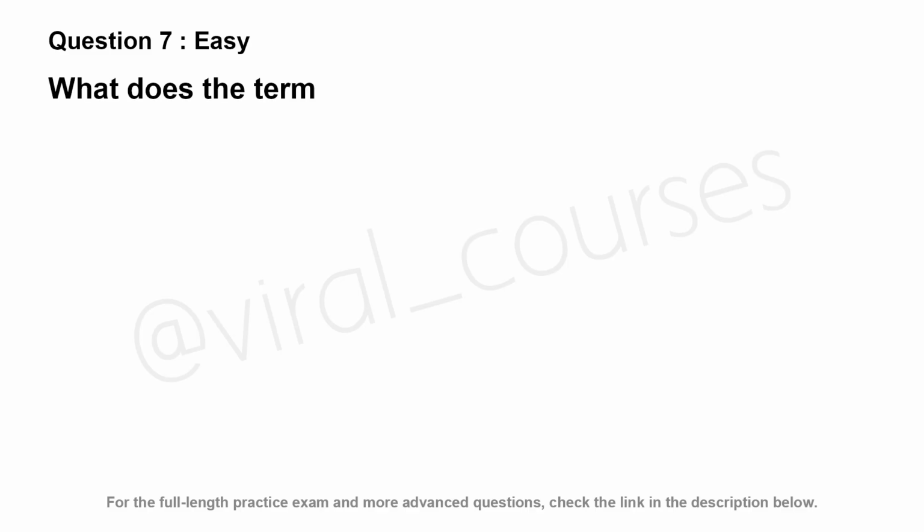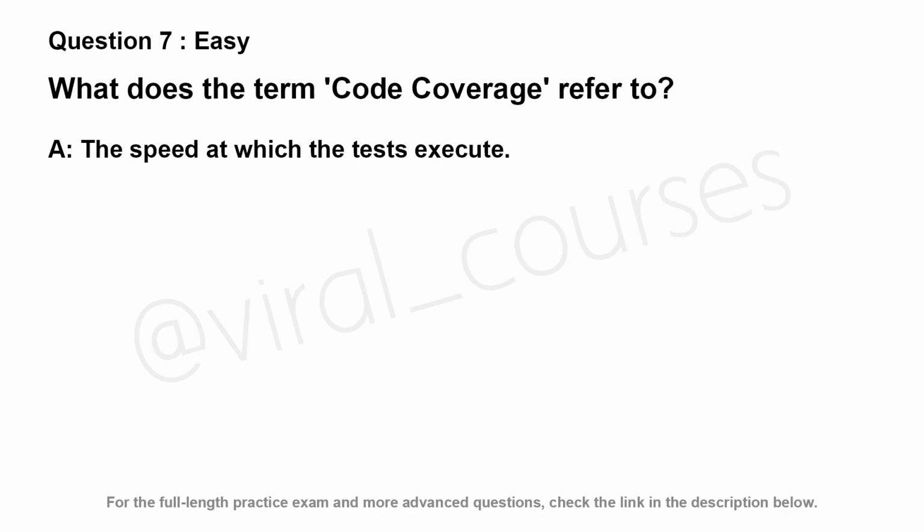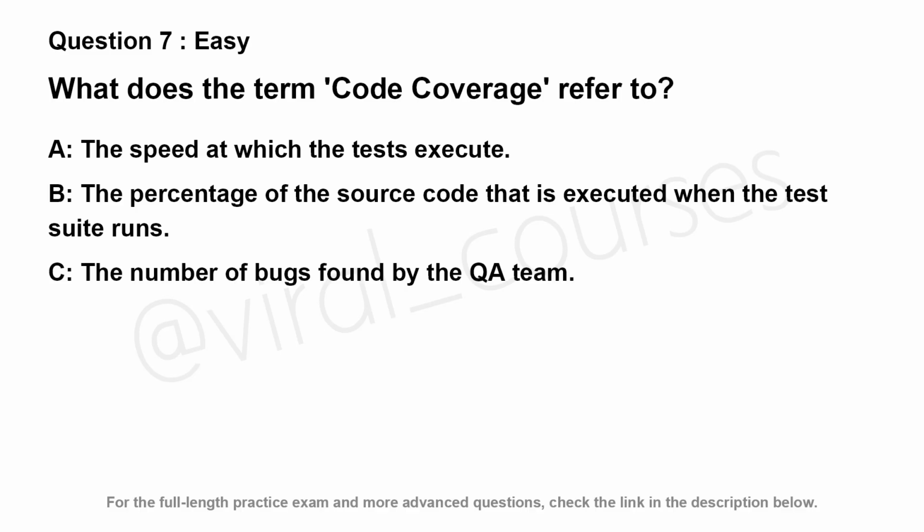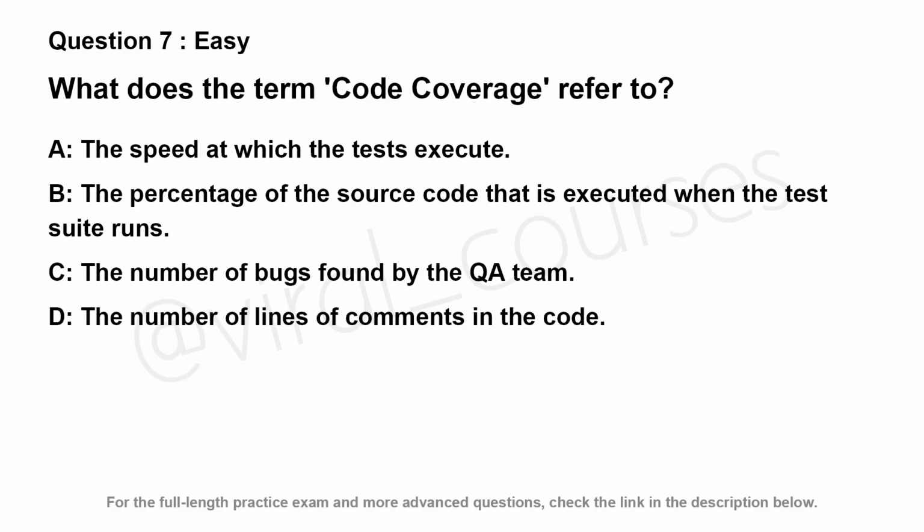What does the term code coverage refer to? Option A. The speed at which the tests execute. Option B. The percentage of the source code that is executed when the test suite runs. Option C. The number of bugs found by the QA team. Option D. The number of lines of comments in the code.